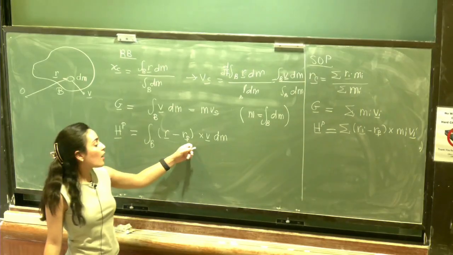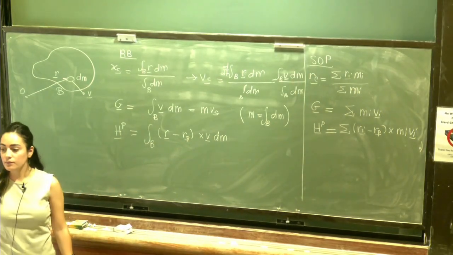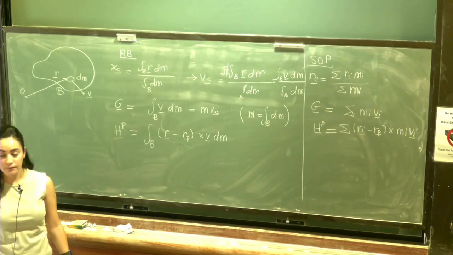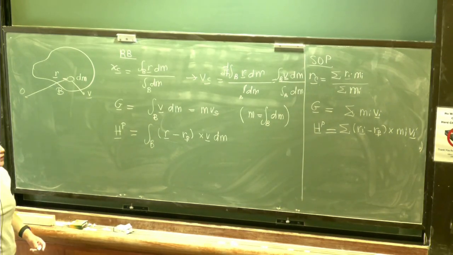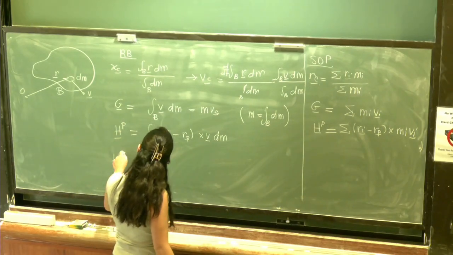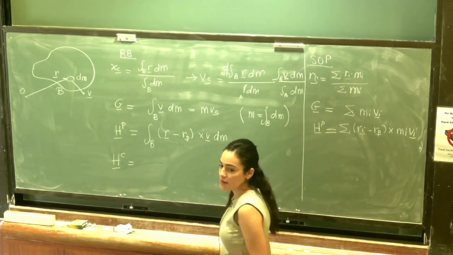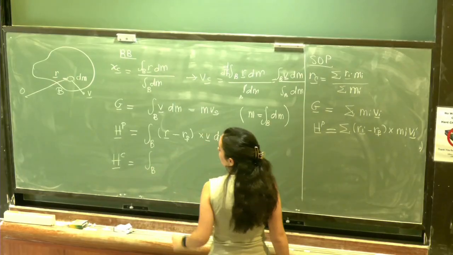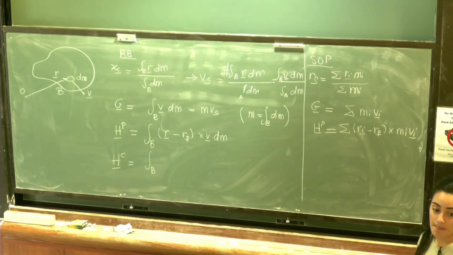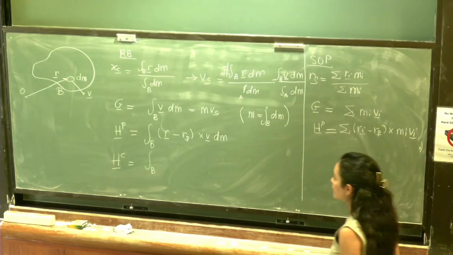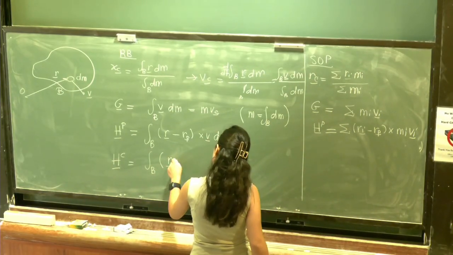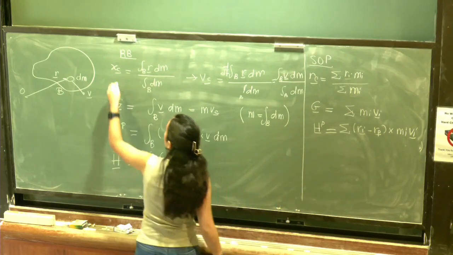Now, does RP depend on dm? No, it does not. If I want to calculate the angular momentum about point C, the center of mass, then that's just equal to what? The integral of what? R, guess what? There's a term before the cross. So if I want to calculate the angular momentum about the center of mass, what is it going to be? R minus RC or R minus XC? I'll call this RC.